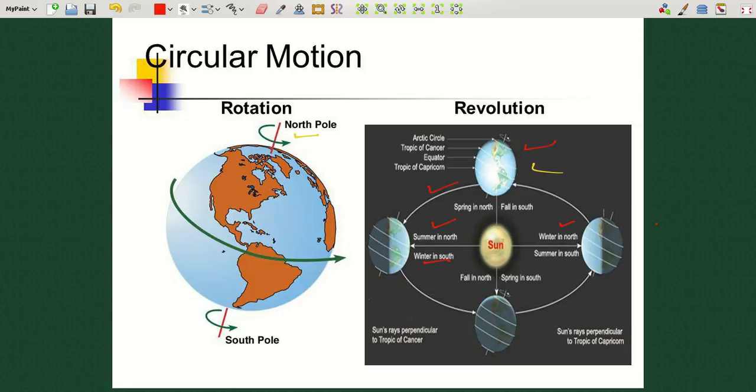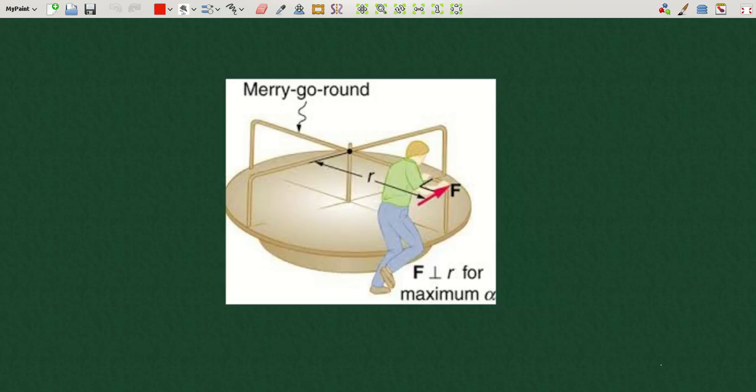Now let's see more examples. Here in a merry-go-round, you can see a person is pushing a bar and moving this merry-go-round about an axis. This is the axis of rotation, you can say. So this merry-go-round is moving about this axis, that's why it is called rotational motion.